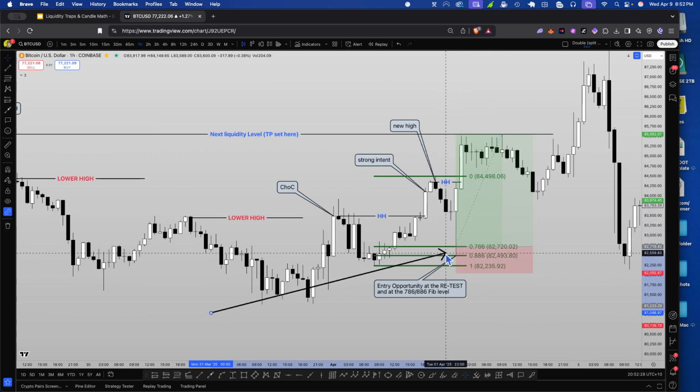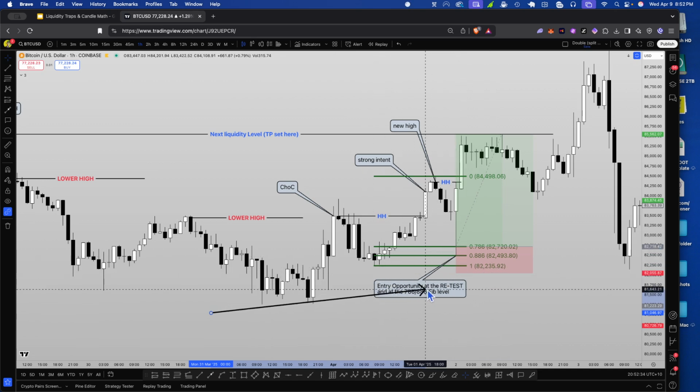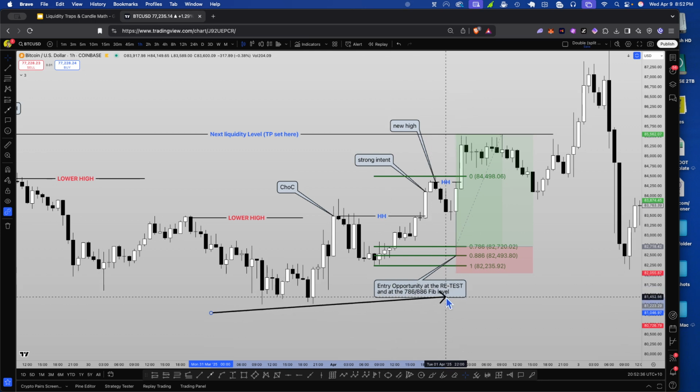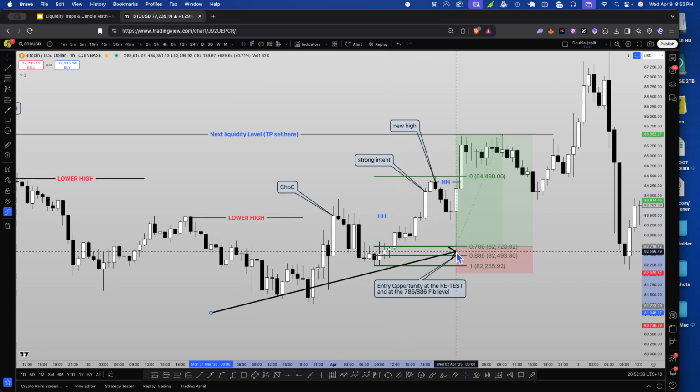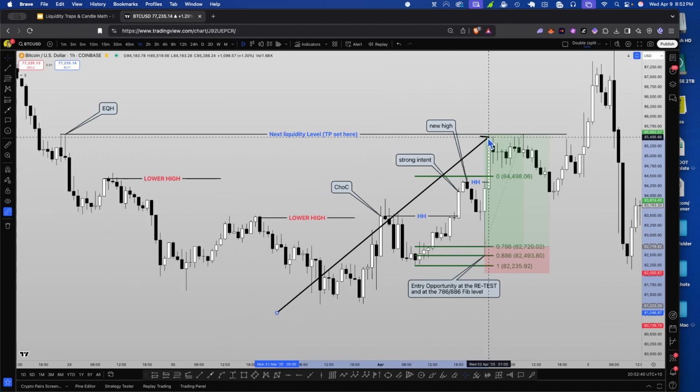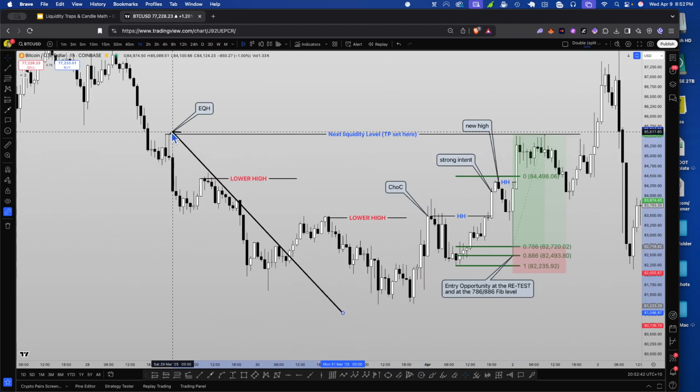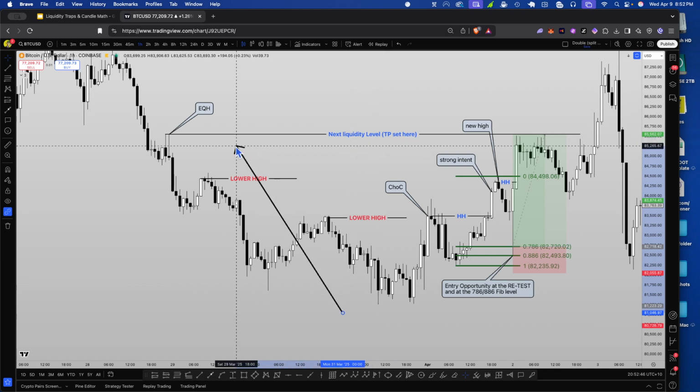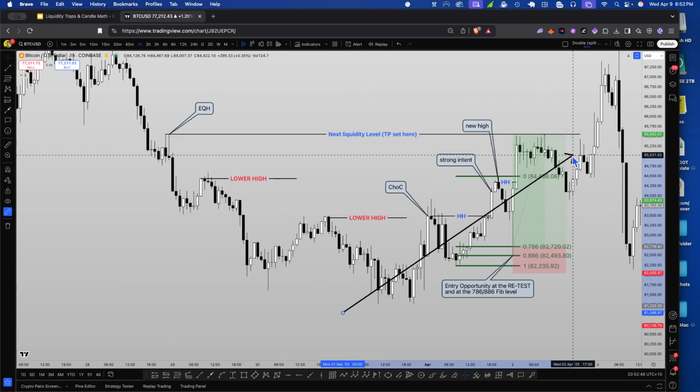Super easy to take. 786, 886. Where do I put the stop loss? Below the previous low. The entry opportunity was the retest, right? Not the first, the second retest. And obviously, what do we take as take profit? That's why we look at the previous equal highs, which is obviously the next liquidity level. And that's exactly where we went.